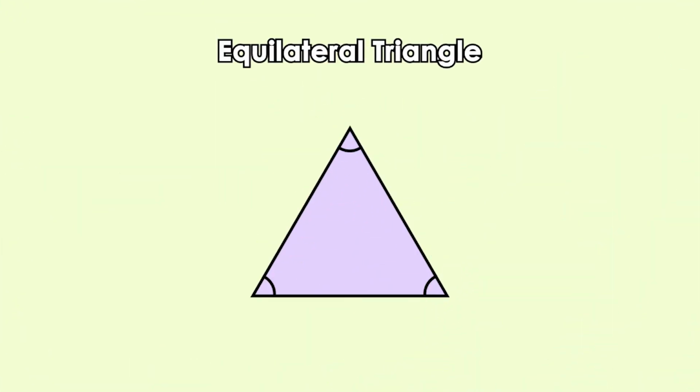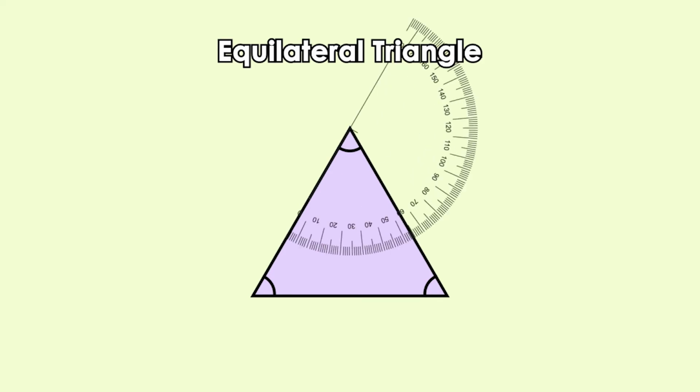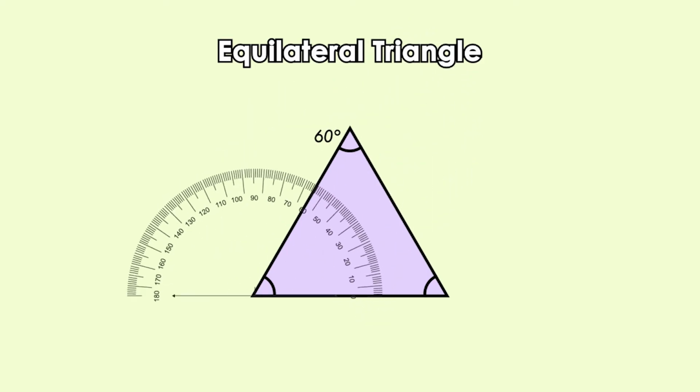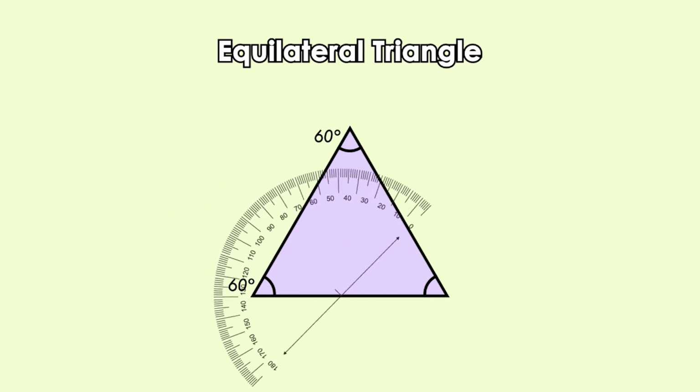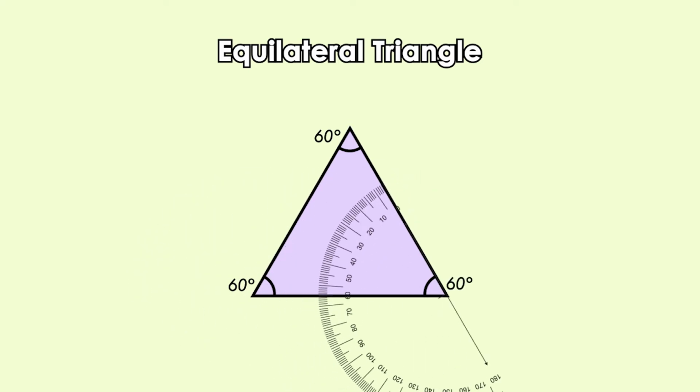Okay then, how about the angles of the triangle? Let's measure them, shall we? I am going to place my protractor here. As we can see, the angle measures 60 degrees. What about the other angles? As we can see here, each angle is 60 degrees. Make sure the protractor is aligned properly so that you get an accurate measurement. Hence, we can conclude that each angle in this triangle is 60 degrees.